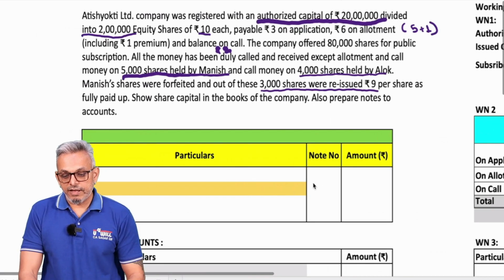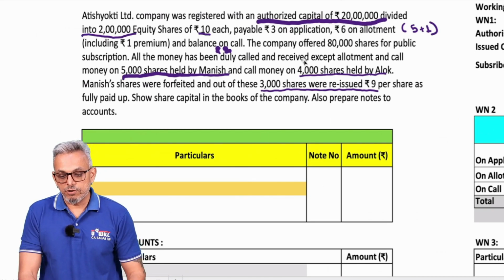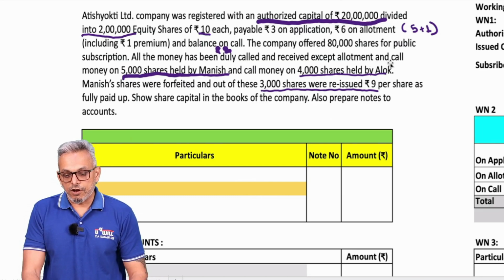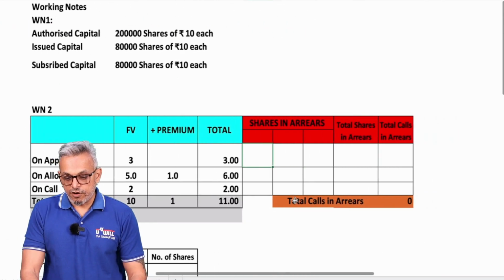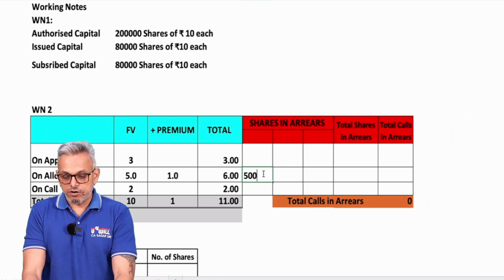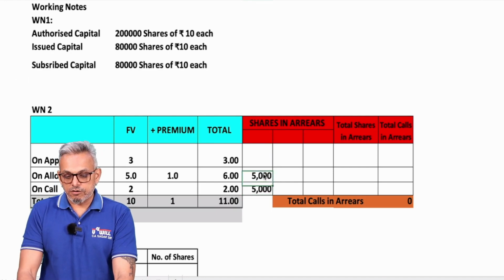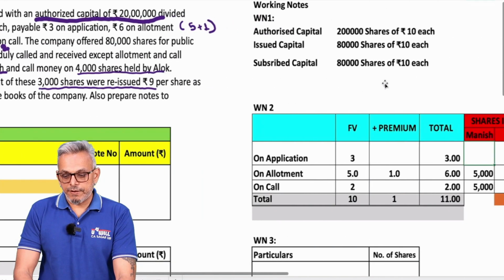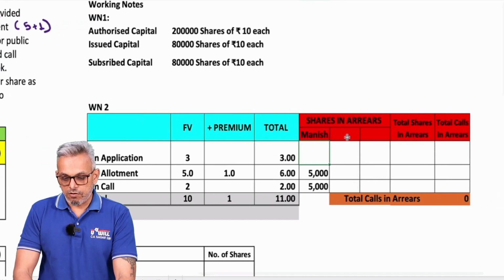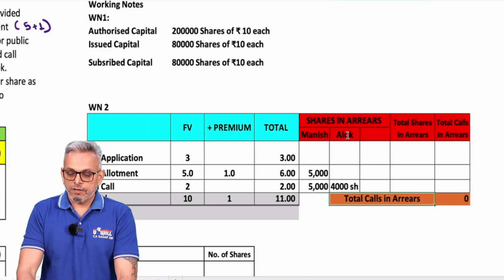Now what are the calls in arrears? All the money has been duly called and received except allotment and call money on 5,000 shares held by Manish. So Manish, for 5,000 shares, did not pay allotment and for the same 5,000 shares did not pay the call money. Next, Alok. Alok did not pay the call money. So in front of call, I will mention 4,000 shares of Alok.